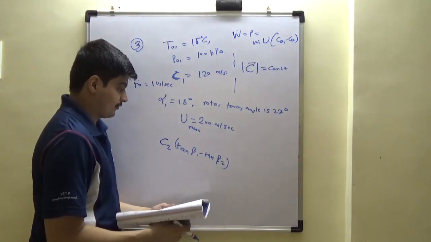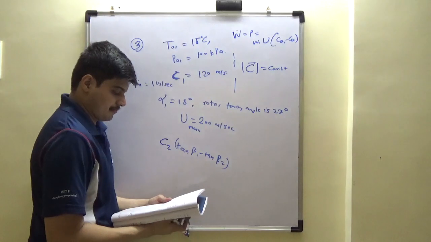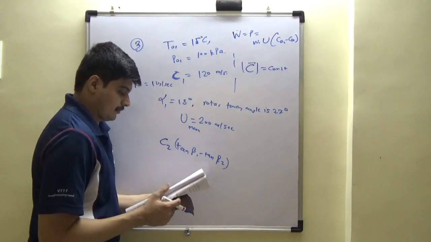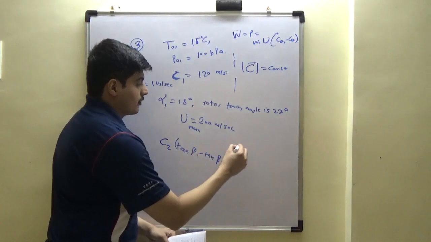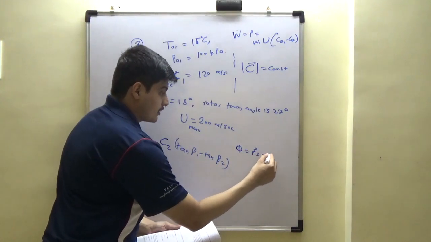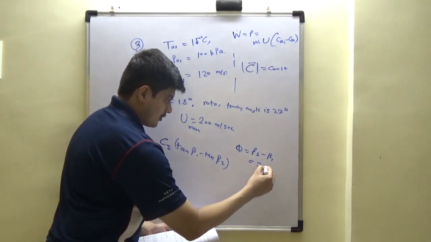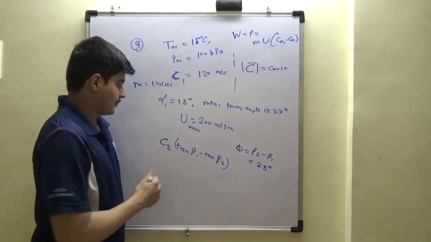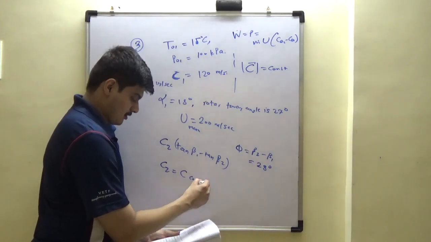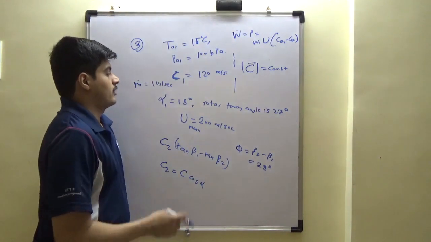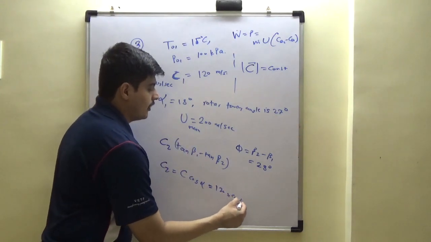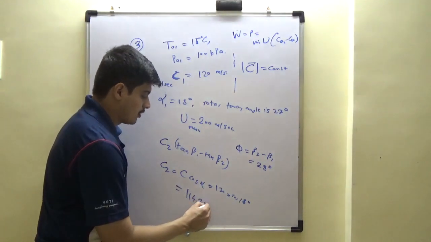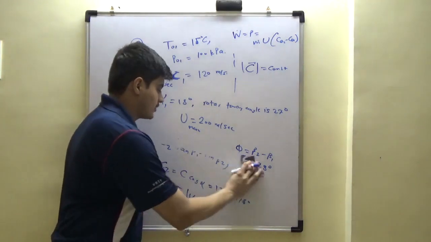I also know phi, which is beta 2 minus beta 1, is 28 degrees. It is rotating the flow through this relative angle. What is cz? C cos alpha, cos of 18 degree. So this is 120 into cos of 18 degree. If you do this on your calculators, you would get this as 114.2 meter per second. So I know the axial velocity cz.